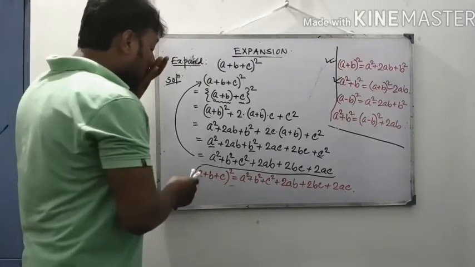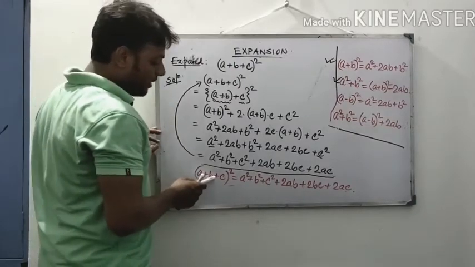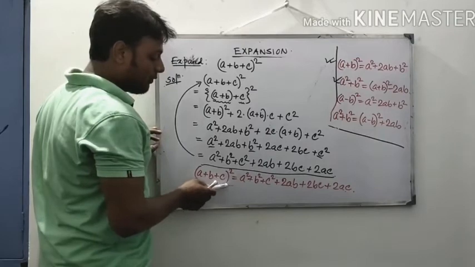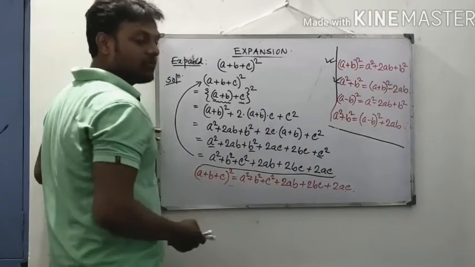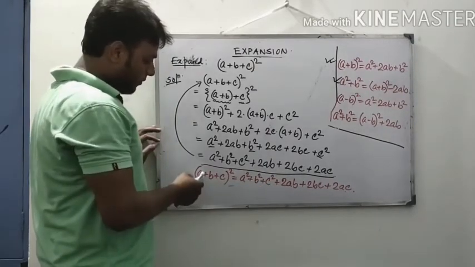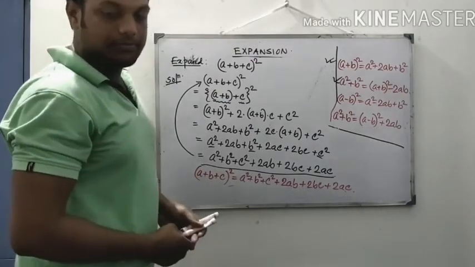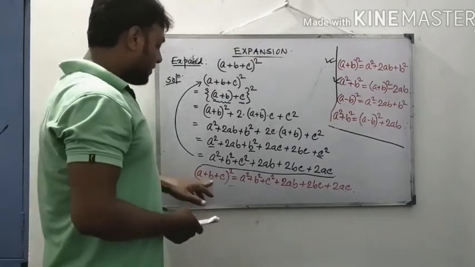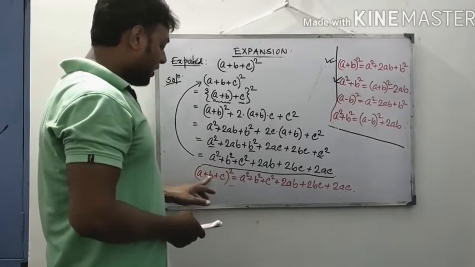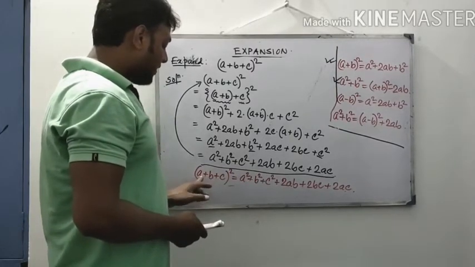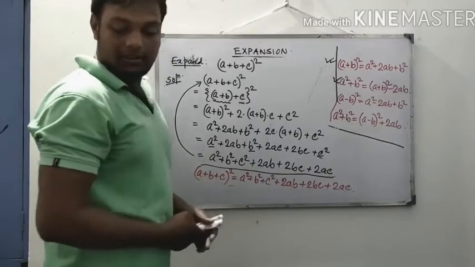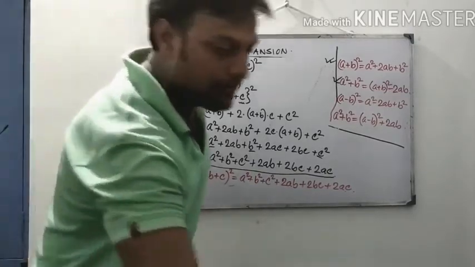And for a plus b minus c, you can easily write the expanded form. If a plus b minus c is there, how? Just when you multiply first and second, see the sign. Okay, I am giving you.